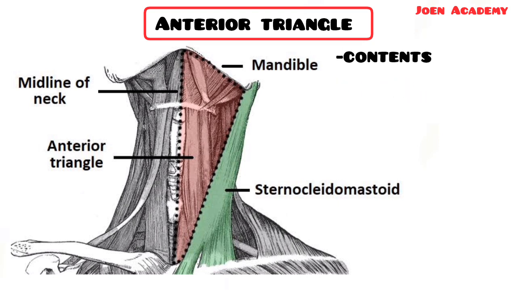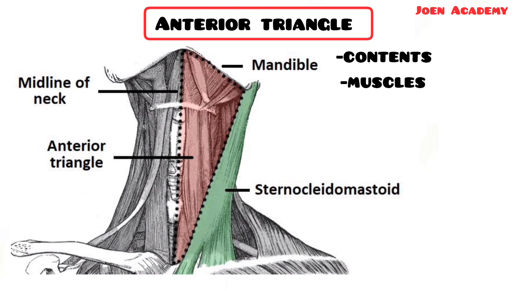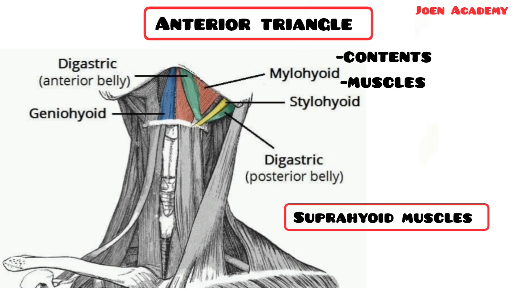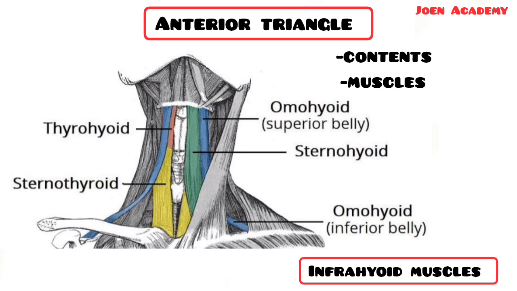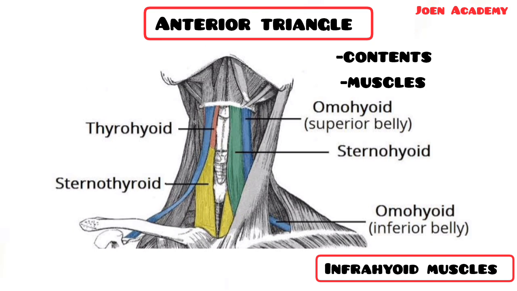The contents of the anterior triangle include nerves, arteries, veins, lymph nodes, and muscles. The muscles in this part of the neck are divided as to where they lie in relation to the hyoid bone. The suprahyoid muscles are located superiorly to the hyoid bone, and the infrahyoid muscles inferiorly to the hyoid bone. The suprahyoid muscles consist of the stylohyoid, the digastric, the mylohyoid, and the geniohyoid. The infrahyoid muscles comprise the omohyoid, sternohyoid, thyrohyoid, and sternothyroid.